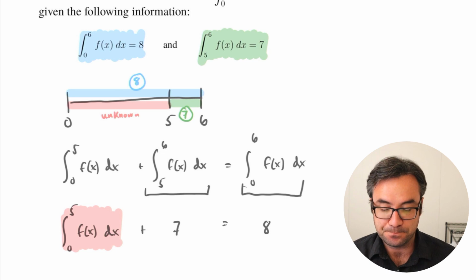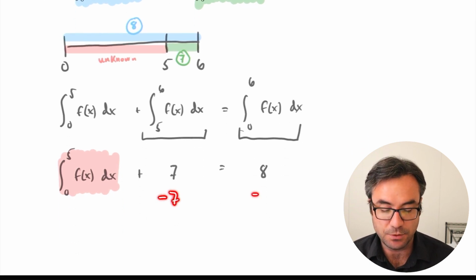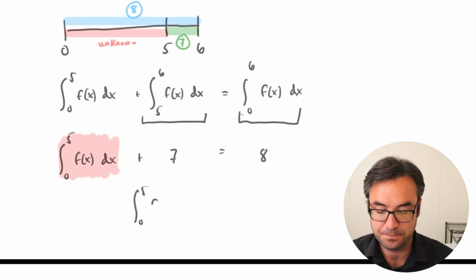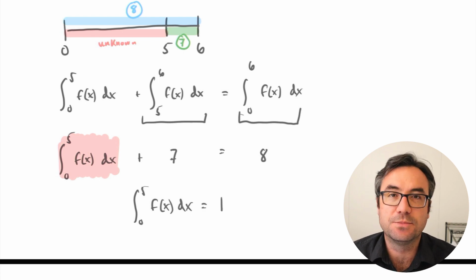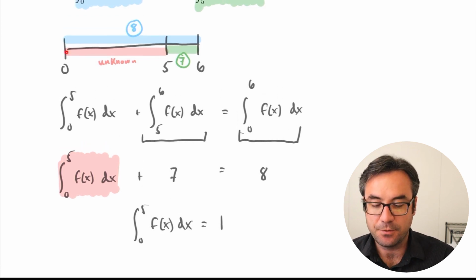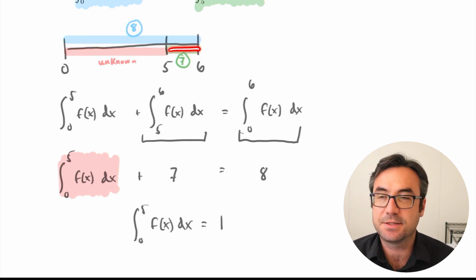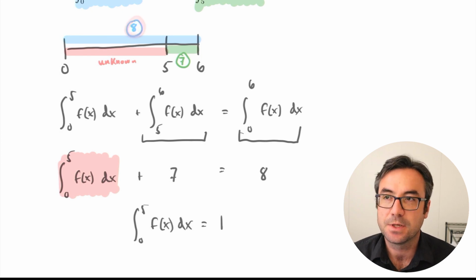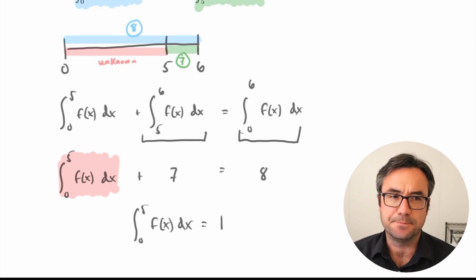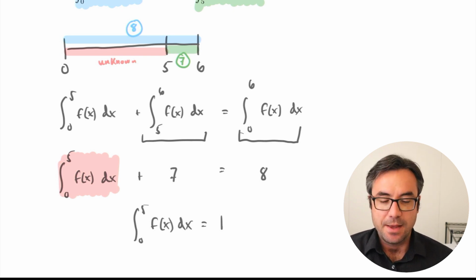And what would we do? Well, we're just going to subtract 7 from both sides. And we get 1. So that integral from 0 to 5 of that function must be equal to 1. And that makes sense. Whatever we get going from 0 to 5, if we add it to 7, has to equal 8. And the only number that does that is 1. Okay, so just a little fun there with that property.